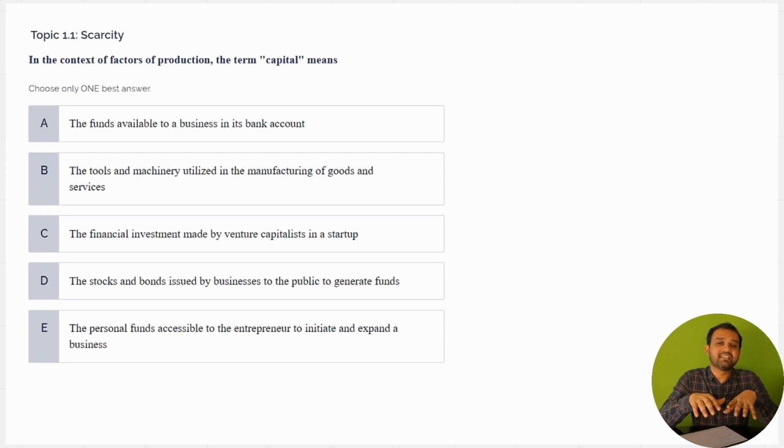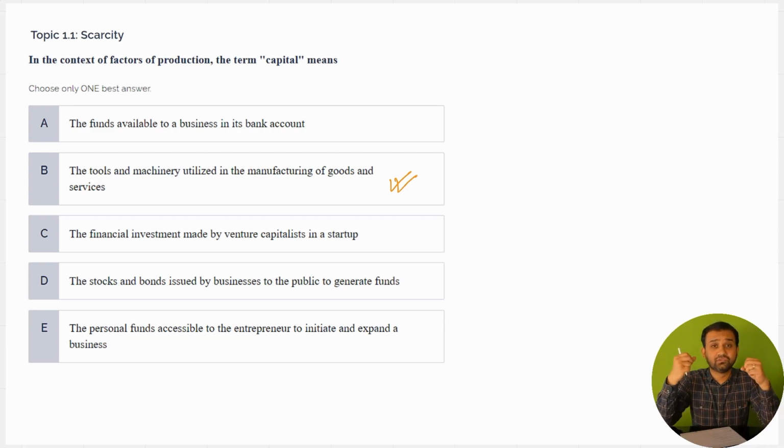Now, capital means any tools or machines that we have produced in order to help us produce something else. If you think of a tractor or just very basic tools that we use, even a computer or laptop, these things that go into production would be called capital. And the fourth factor of production is entrepreneurship, which is the skill that some people have to bring land, labor, and capital together to produce something. So in this context, the answer is fairly straightforward. It is B, the tools and machines used in the manufacturing of goods and resources.